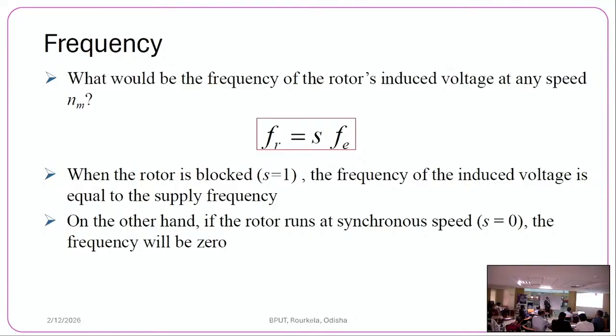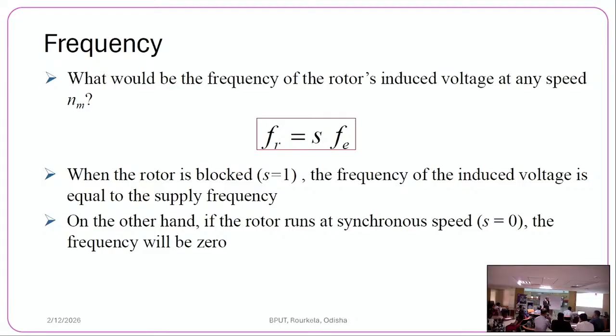Electrical speed. Because let us consider a two-pole machine. Considering 50 Hz, what is the synchronous speed for a two-pole machine? 3000 RPM. Now let us consider a four-pole machine: 1500 RPM. This 1500 RPM is the synchronous speed of the magnetic field.